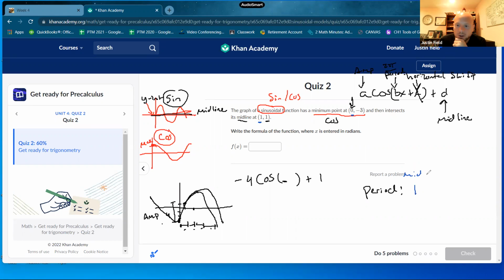So midline to min is 1. The period is 4 of those put together, which is 4. So the period is 4. And the B coordinate, the thing we're putting right here, is 2 pi over the period. So we just do 2 pi divided by the period, and 2/4 is 1/2 pi, or pi over 2. So that means we're going to put pi over 2x.